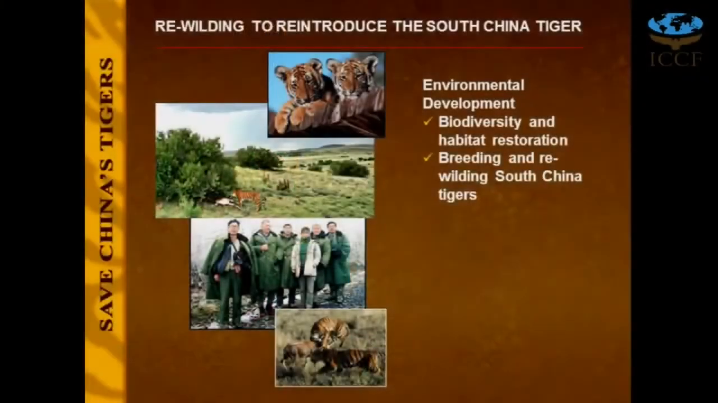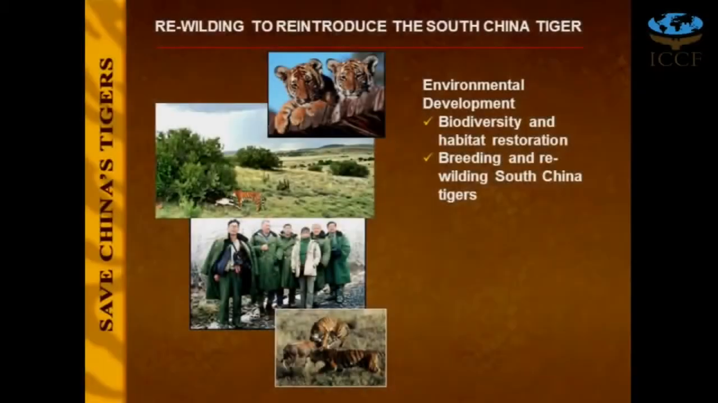So our project, Save China's Tigers, to rewild and introduce the South China tigers, basically touches on 3 different areas. One is environmental development. By environmental development, I actually mean biodiversity. Dr. Monfort talked about the biodiversity loss. Once you lose the land, the biodiversity, if you don't introduce, you're going to lose the land, and eventually you're going to lose the habitat. So what we're trying to do, through the South China Tiger Rewilding and Reintroduction Project, is really to gain more land for wildlife.